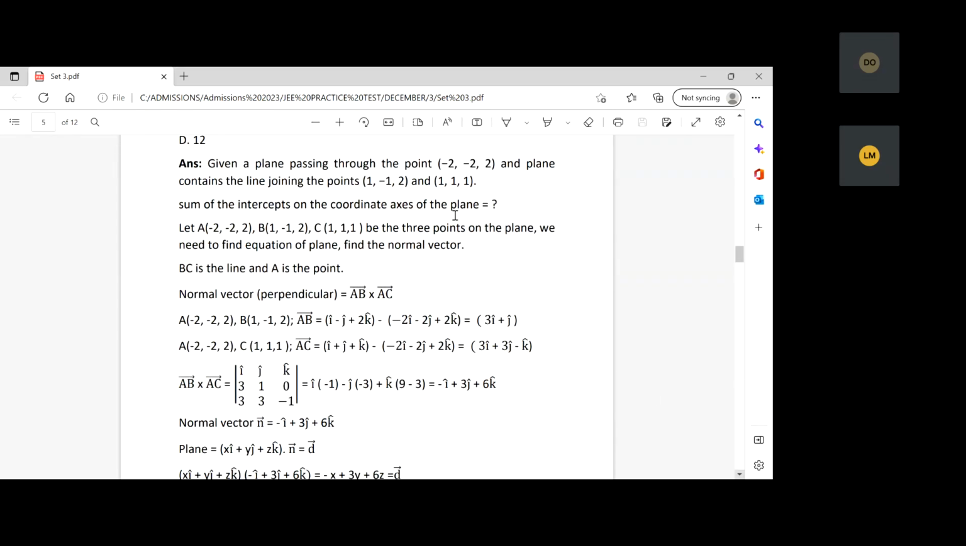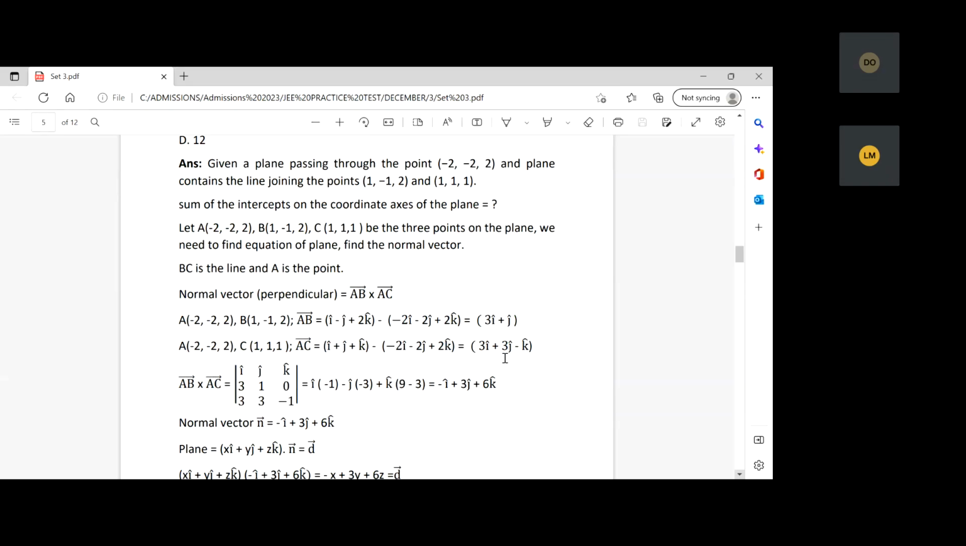So what all is given in the question, I have just arranged it. These are the 2 points of the line and this is the another point. So I have just named the 3 points in the plane as A, B and C, where BC forms the line and A is the point. Now what I need to find is the equation of the plane. So from where I can start is, I can find out the normal vector.